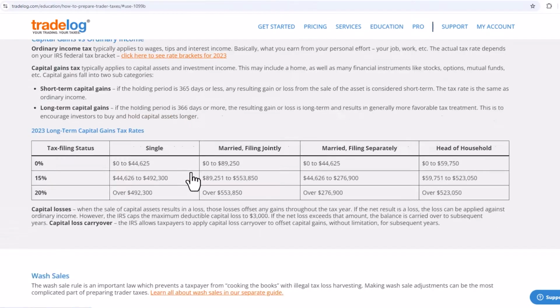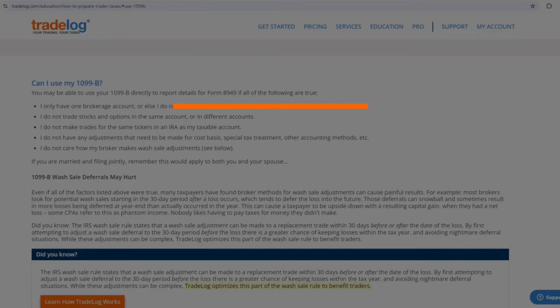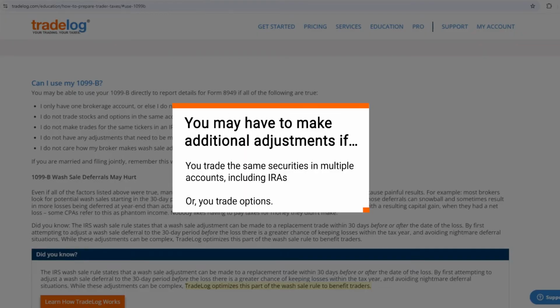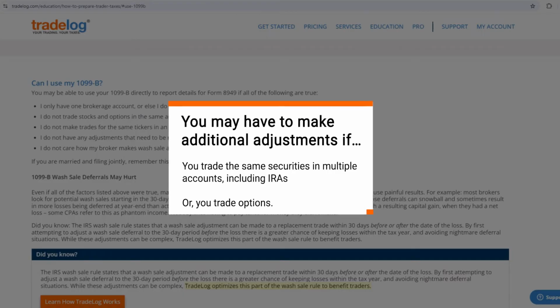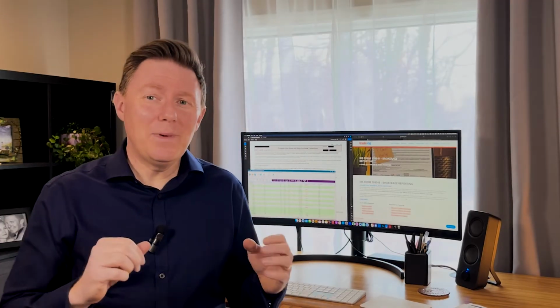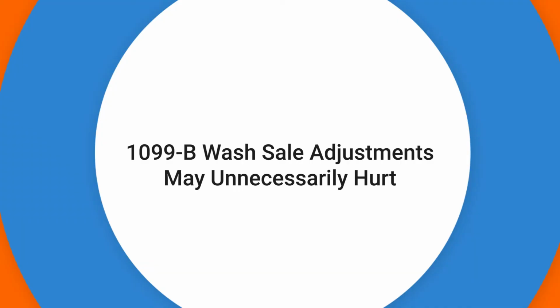directly. For example, if you trade the same securities in more than one account, including IRAs, or if you trade options, then you likely must check for additional wash sale adjustments not made by brokers. If you only trade stocks in a single account, then you may be able to directly use your 1099-B if you don't care how your broker makes wash sale adjustments.